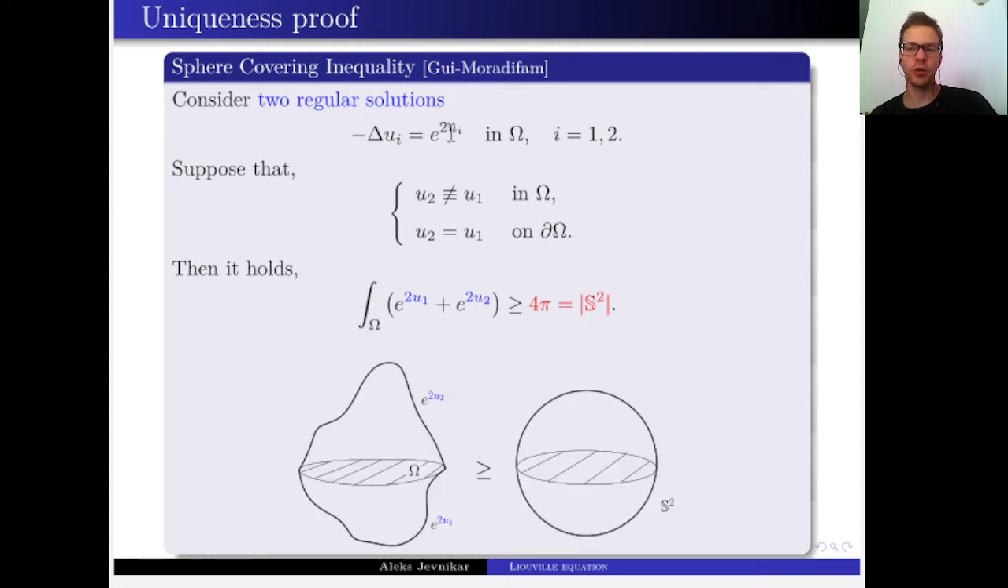So the geometric interpretation of this is as follows. Each solution of this Liouville problem gives you a portion of a surface with some prescribed Gaussian curvature. So what the result is telling you is that the total area of this surface made up of these two solutions is bigger than the area of the sphere. This is why the result is referred to as the sphere covering inequality. This holds in full generality.